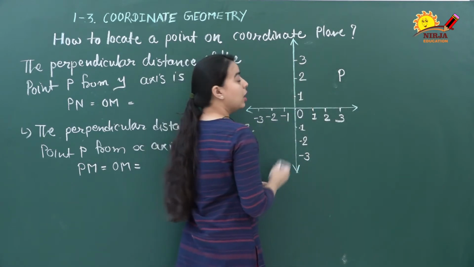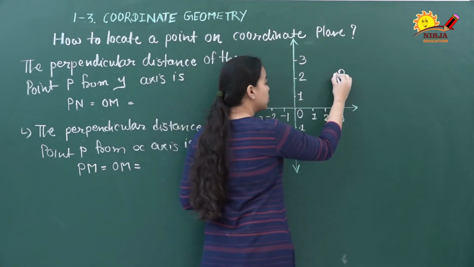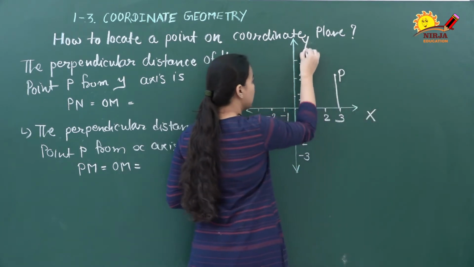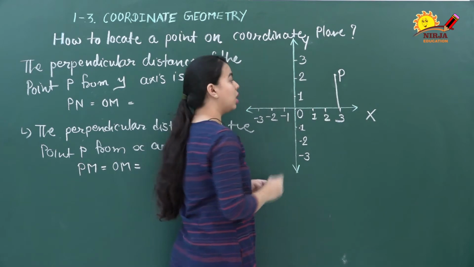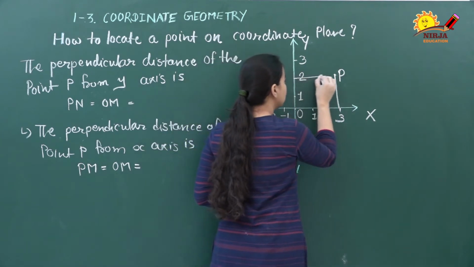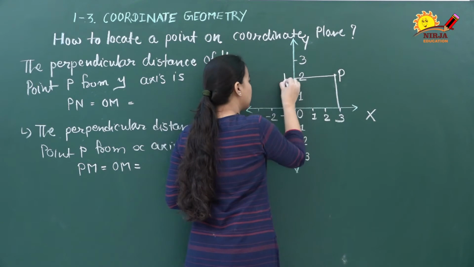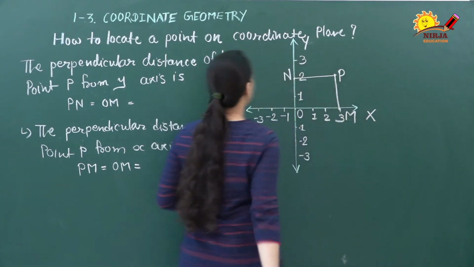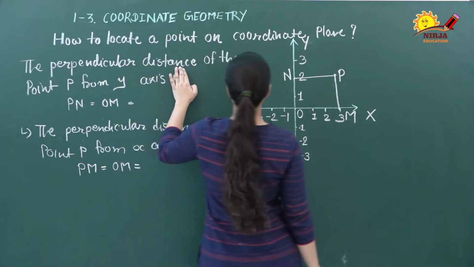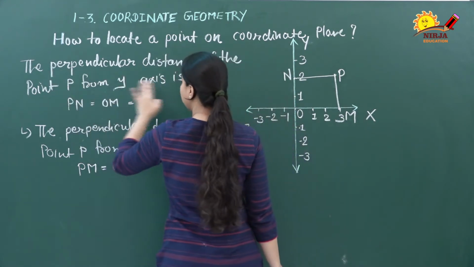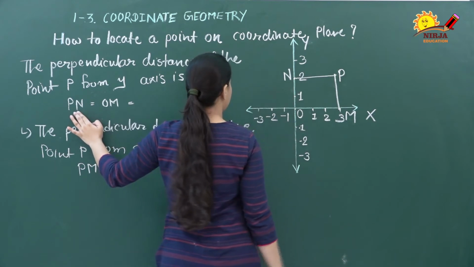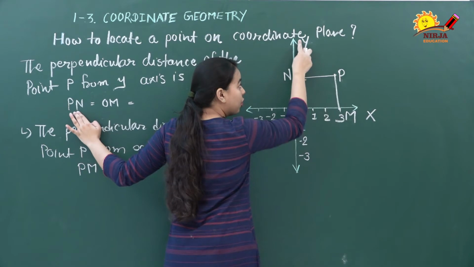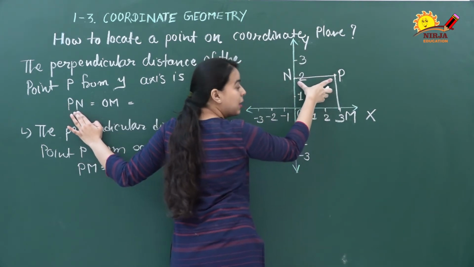I am going to draw a perpendicular line from P to the x-axis. This is our x-axis and this is our y-axis. In the same way, I am going to draw another perpendicular line from P to the y-axis. Let's indicate this point as N and this point as M. Now the perpendicular distance of the point P from the y-axis is PN.